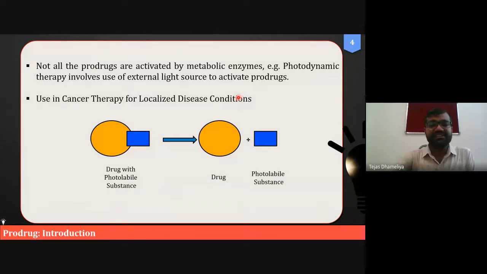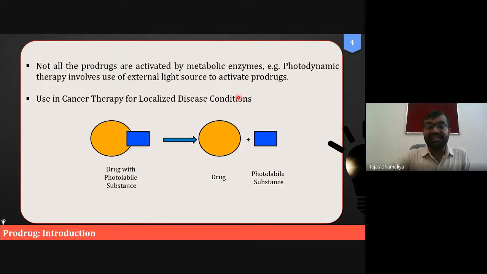There is an exceptional case where the prodrugs are not always activated by metabolic enzymes. They may be activated with the help of a light source. We know that the light coming from the sun is composed of so many radiations. Visible light has a radiation of 400 to 800 nanometers, but there are also UV, IR, and many other radiations. So these radiations also act to make the molecule more active.